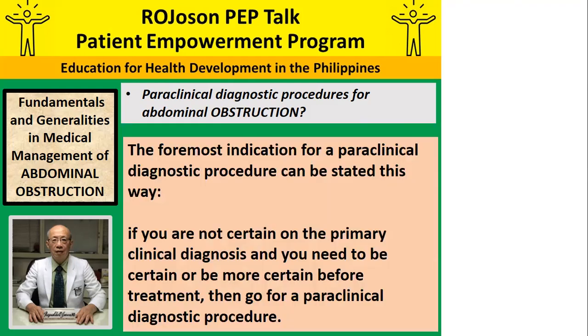The foremost indication for a paraclinical diagnostic procedure can be stated this way. If you are not certain of the primary clinical diagnosis, let's say you have evaluated the patient, you suspect something, then you have your primary and secondary diagnosis. Even with the primary diagnosis, you're not quite certain, that means you're, let's say, less than 90% sure, and you need to be more certain before the treatment, then there's an indication to go for a paraclinical diagnostic procedure.